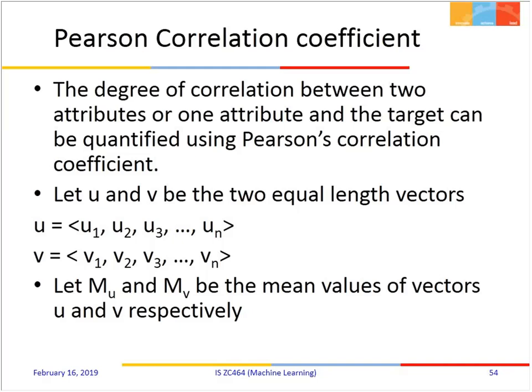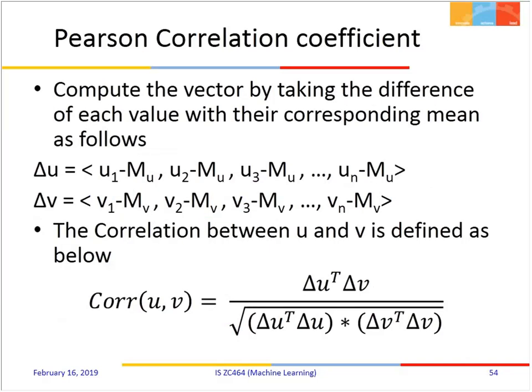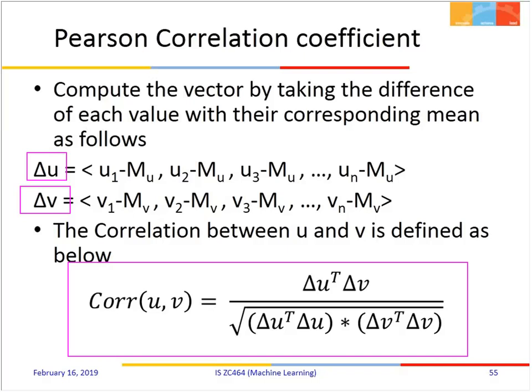So here we take these two vectors, which are of equal length, and we calculate their means, mu and mv, and then we calculate their differences from their means. So delta u and delta v are calculated: u1 minus mu, u2 minus mu, etc. Right? So then the correlation is defined as delta U transpose delta V divided by the square root of delta U transpose delta U times delta V transpose delta V. This is basically going to be a vector and its transpose multiplication. So M is the mean. Okay.